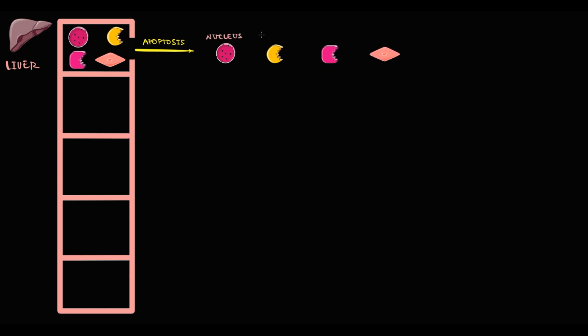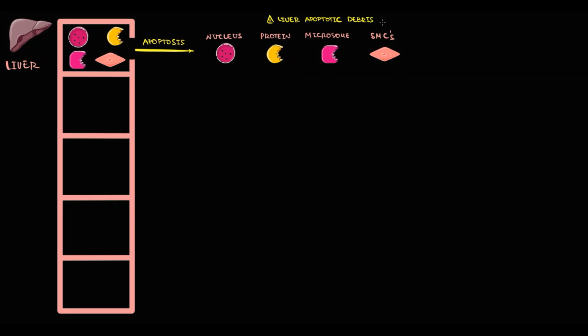Its nucleus, intracellular enzymes, and smooth muscle components. Let's call them liver apoptotic debris. The major problem with apoptotic debris is high immunogenicity. For example, in normal condition, nuclear material is contained inside the cell under the nuclear membrane. But with apoptosis, now intracellular material becomes exposed.